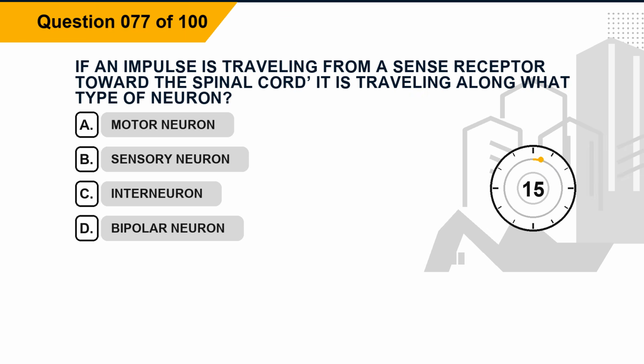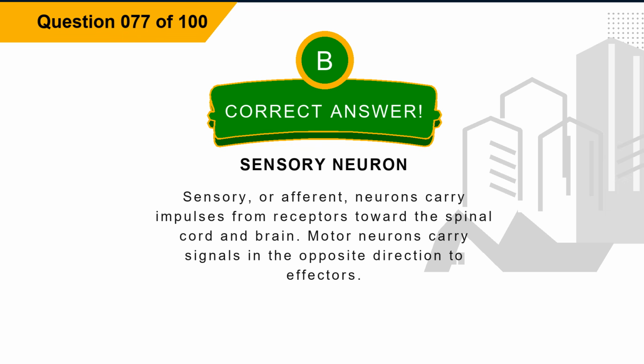Question 77. If an impulse is traveling from a sense receptor toward the spinal cord, it is traveling along what type of neuron? Option A, motor neuron. Option B, sensory neuron. Option C, interneuron. Option D, bipolar neuron. The correct answer is option B, sensory neuron. Explanation. Sensory, or afferent, neurons carry impulses from receptors toward the spinal cord and brain. Motor neurons carry signals in the opposite direction to effectors.